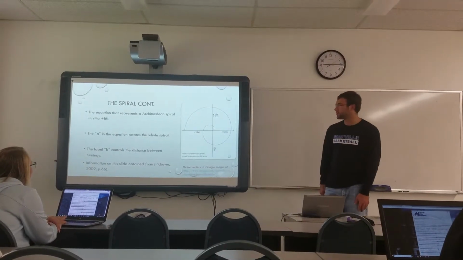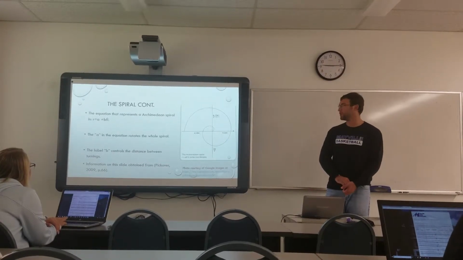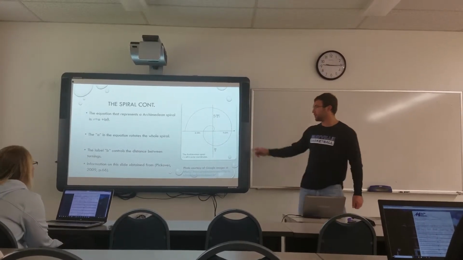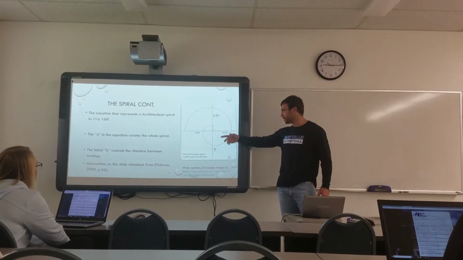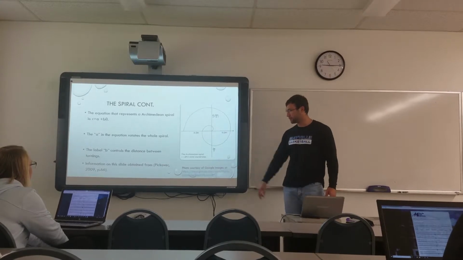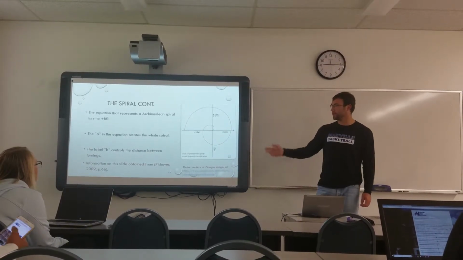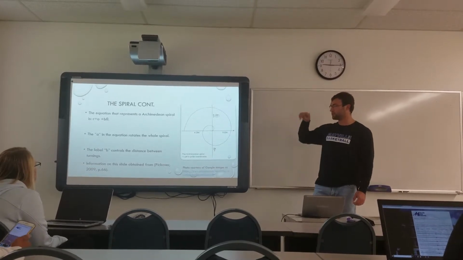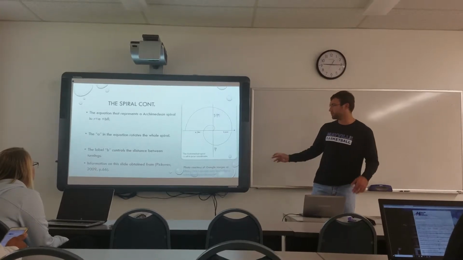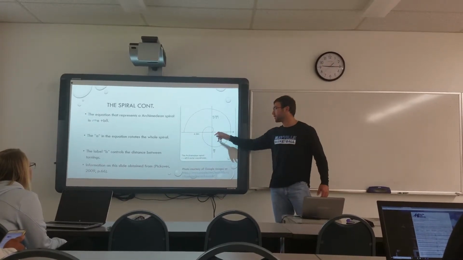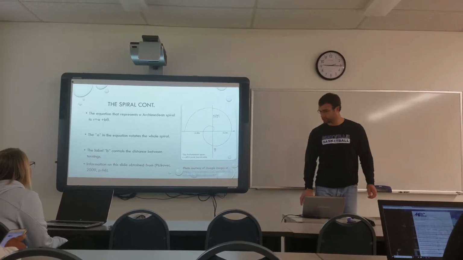So more about the spiral, the general equation, as you can see there, is r equals a plus b theta. And here you have a diagram with numbers I'm sure you guys have all seen, 2 pi, pi over 3, 3 pi, stuff like that. And then there's the equation again. So the a in the equation rotates the whole spiral, all the way around, and then the b controls the distance between each turning. And yeah, I found this information in the Pickover book.